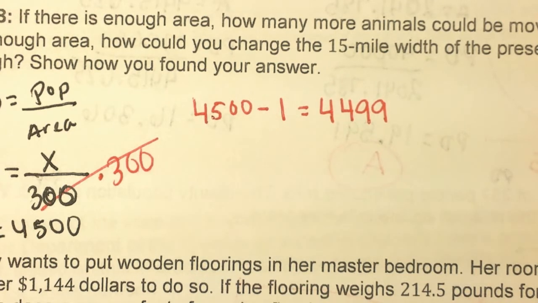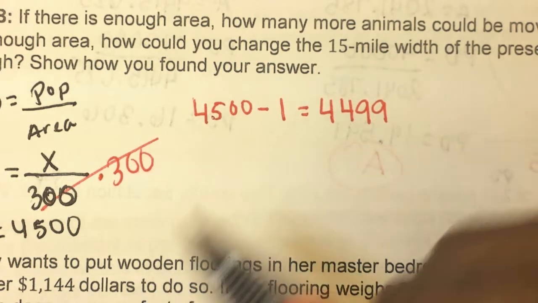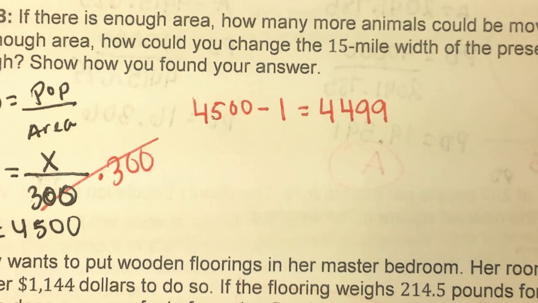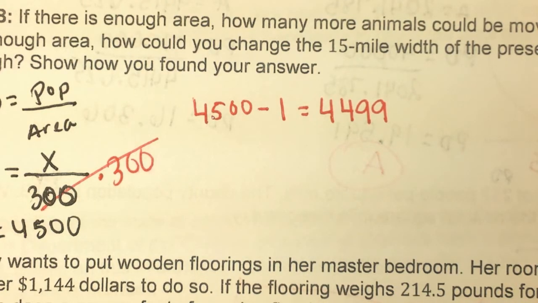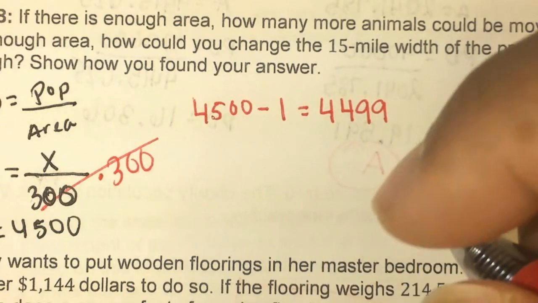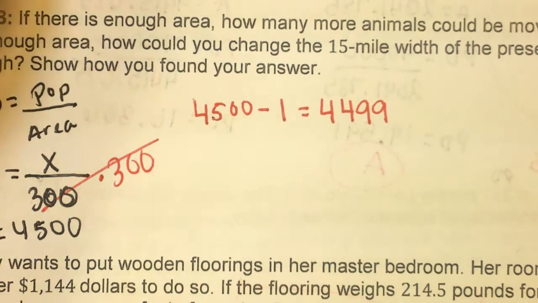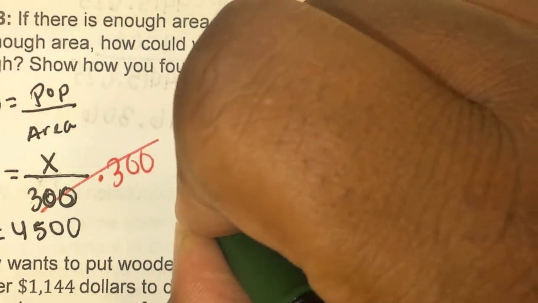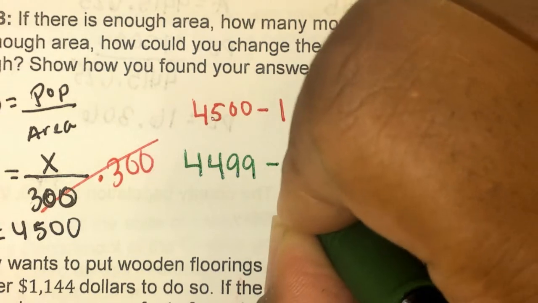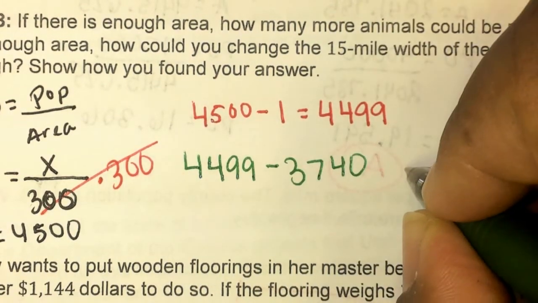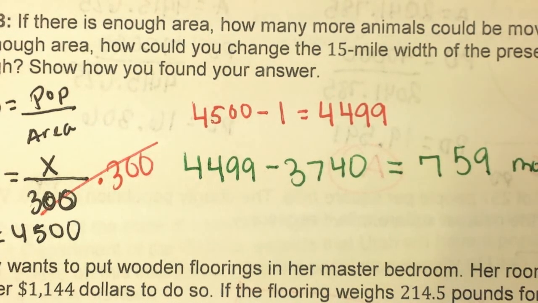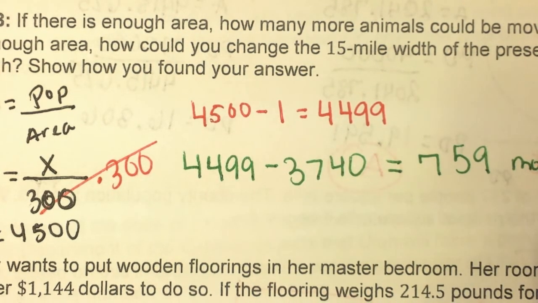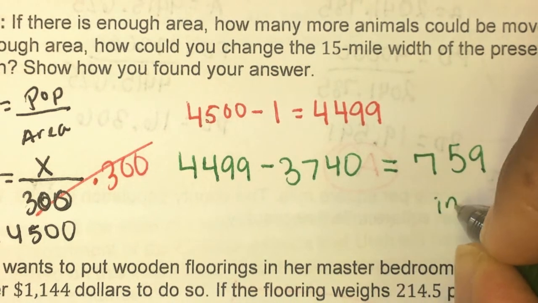But that's not our answer because that's not what they asked us for. They asked us how many more animals could we have in the preserve, or move into the preserve. How many animals do we have in there already? Based on part A, 3,740. Based off what we just calculated, how are we going to find out how many more animals we can put in there? We're going to subtract these two numbers. Just making sure y'all understand what I'm doing. 4,499 minus 3,740. So we can put 759 more animals in our preserve.